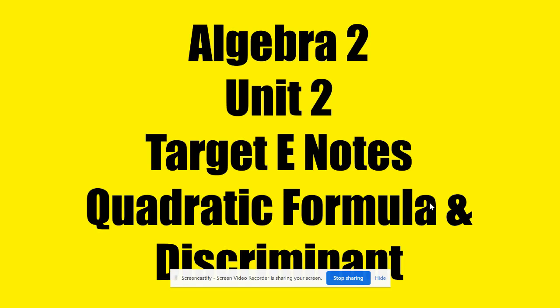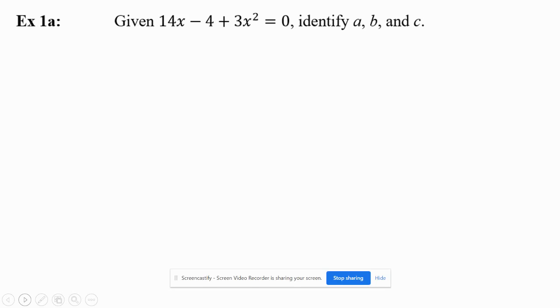Algebra 2, Unit 2, Target E notes: the quadratic formula and the discriminant. Example 1a: given 14x minus 4 plus 3x squared is equal to 0, identify your a, b, and c.